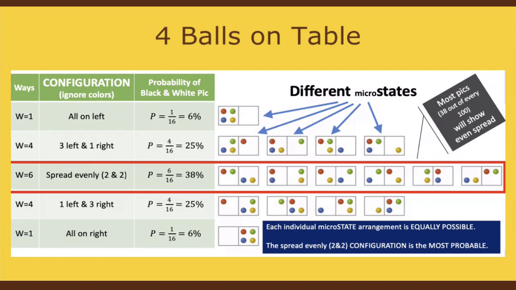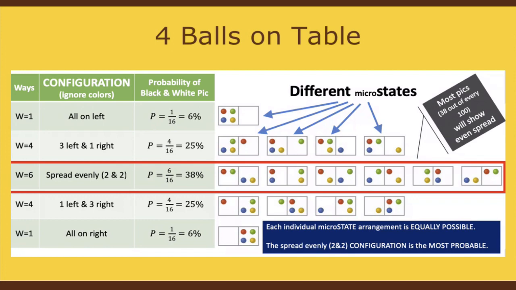If we follow the table here in the picture, I've labeled the 4 balls different colors. And we can see on the top row that there's one way that all 4 balls will be on the left side. And on the bottom row, there's one way that they'll all be on the right side.